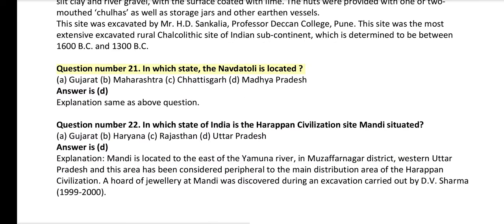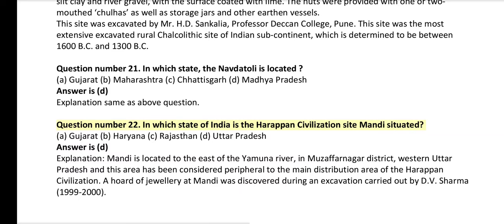Question number 21. In which state is Nawadatoli located? A. Gujarat. B. Maharashtra. C. Chhattisgarh. D. Madhya Pradesh. Answer is D. Explanation same as above question.